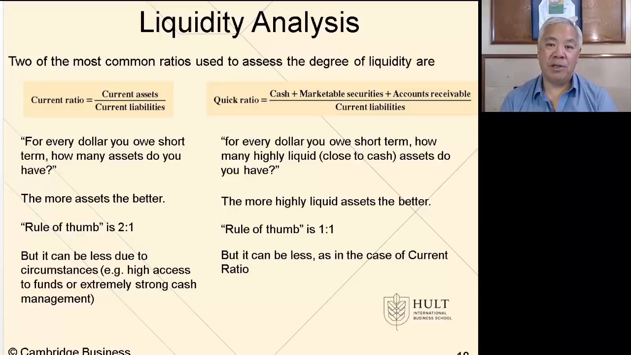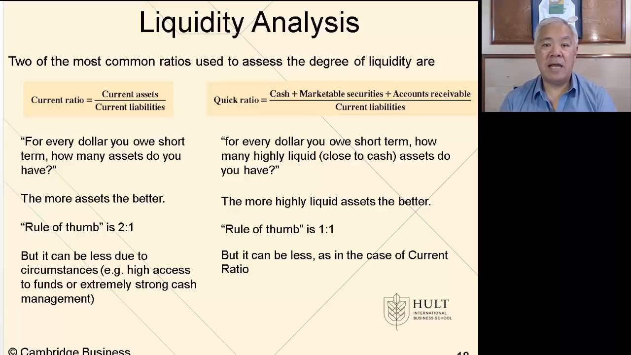Now, it doesn't mean that if you're below 2, you're bad. It just means that you have to sharpen your pencils. You have to be better at managing your receivables and your working capital. So I would say 2 or above is kind of safe. Below 2, it bears further analysis.